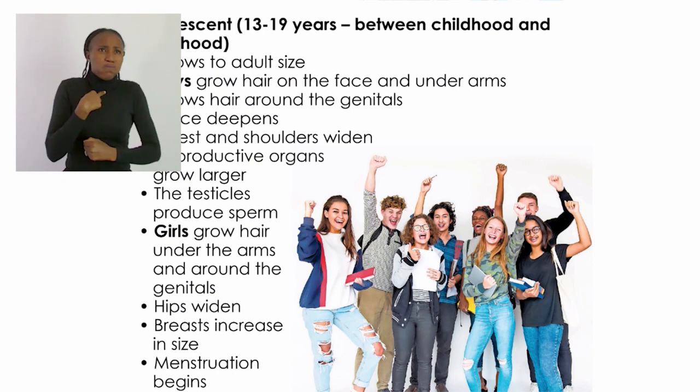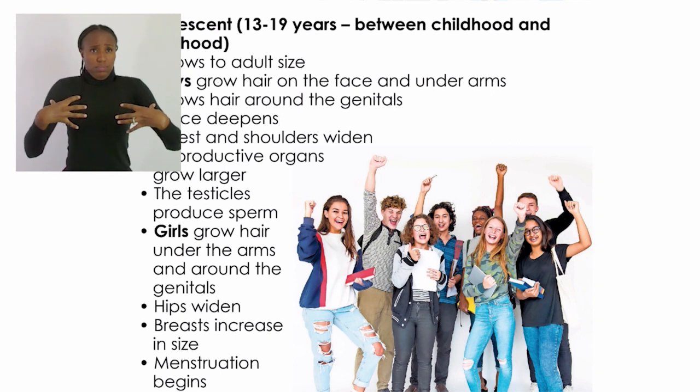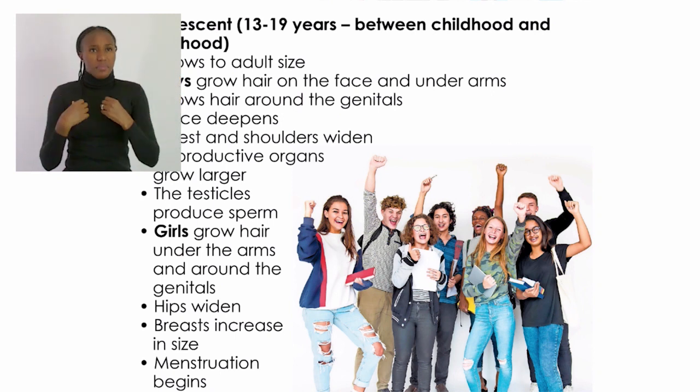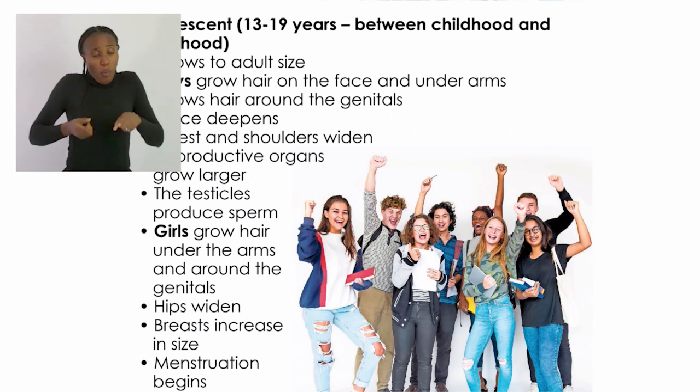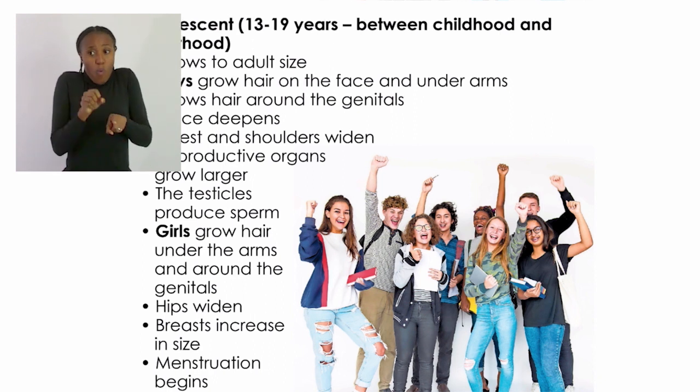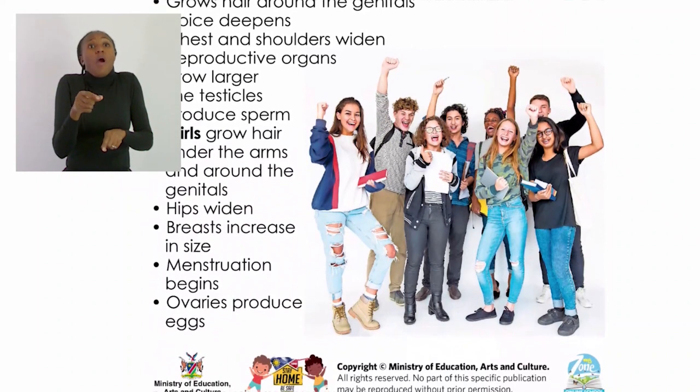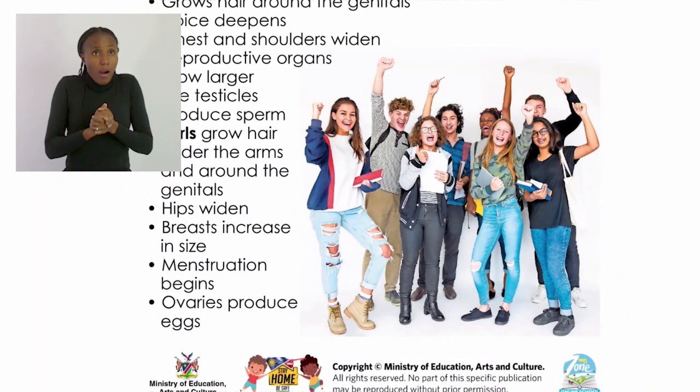The chest and the shoulders widen. You realize that the shoulder of the boys become broadened. It moves out of the neck. The reproductive organs grow larger. It means their genital parts, they become bigger. The boys, the testicles, they start to produce sperm. It means they are at the stage of making babies.